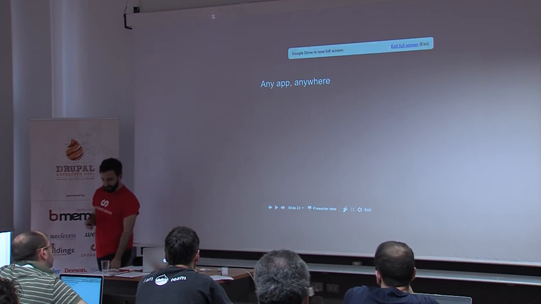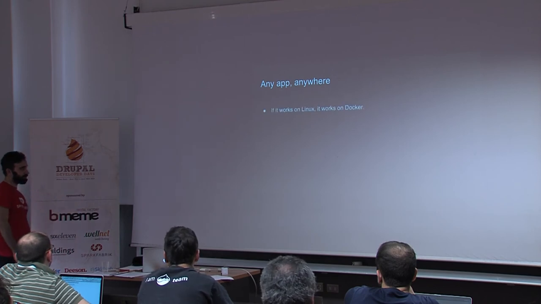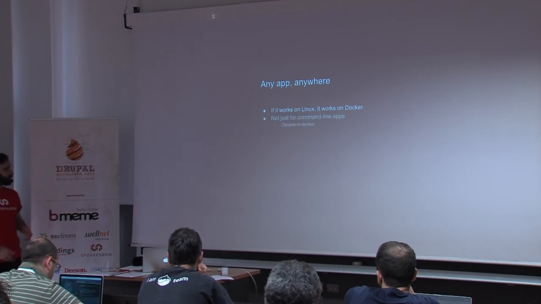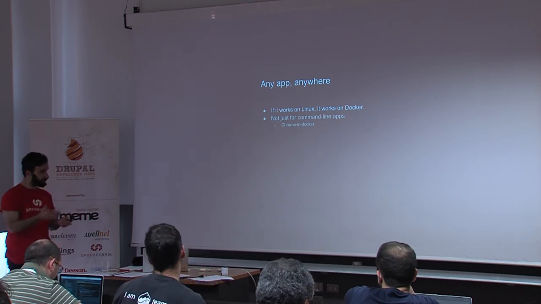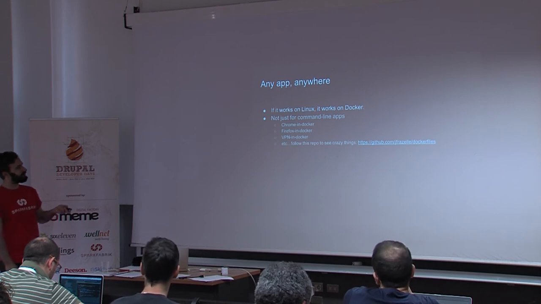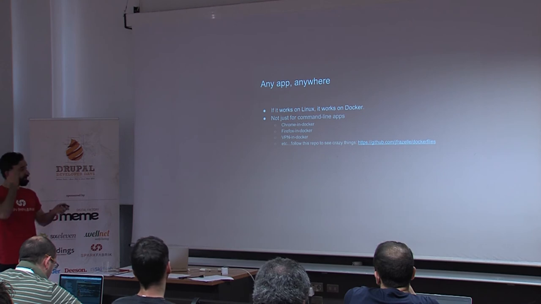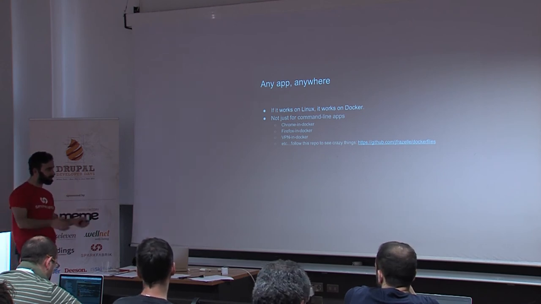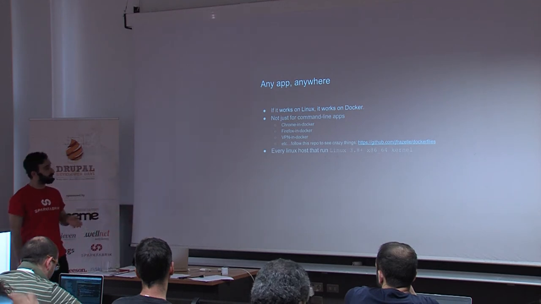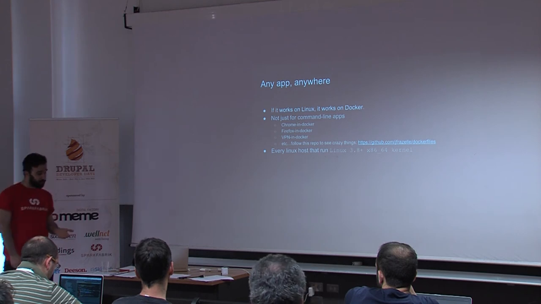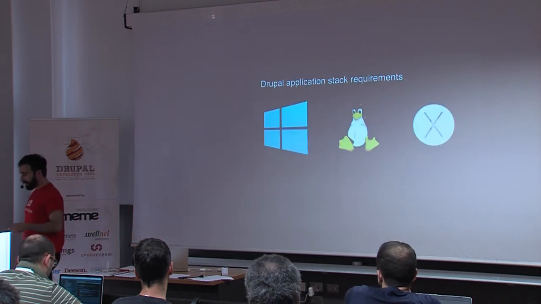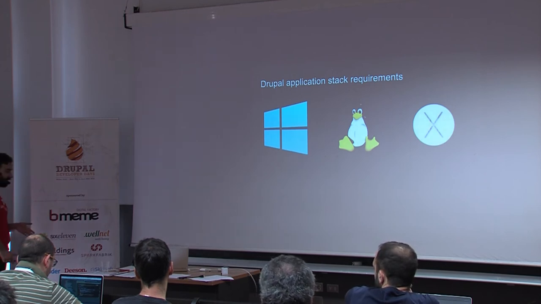Okay, any app, anywhere. This is the slogan of Docker. But what does it mean? That if it works on Linux, it works on Docker. It's not just for command line apps. You can Dockerize everything which runs on Linux, like Chrome or Firefox or VPN. If you are interested in that, you can follow Jessie Frazelle's GitHub account, the Dockerfiles project, where you can find a lot of crazy things like Chrome, Firefox, VPN, or Tor, or whatever. And every Linux host that runs Linux 3.8 plus is a host capable of running the Docker engine without installing anything else.